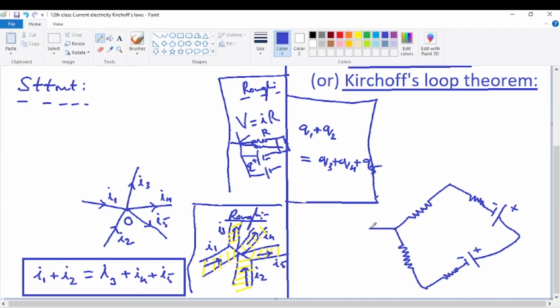So this is a closed loop. It's actually a part of a much bigger mesh of different resistors and cells. So this way current can be flowing in any direction.